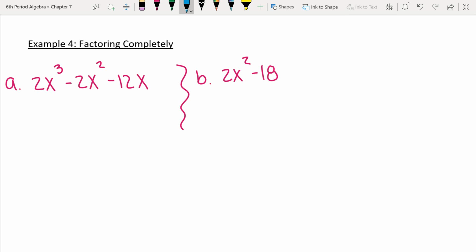Okay, so you've had some time to work on it. Let's see what happened. First one, 2x cubed minus 2x squared minus 12x. I see there's a variable in common, so I know the GCF is going to have a variable. Between the coefficients, I see they also have a 2 in common. So 2x will be part of my GCF. I'm going to factor it out, meaning I'm going to divide it out. So I'll show that work.